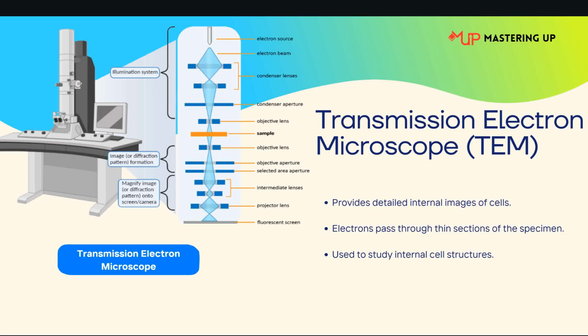TEM is widely used in cell biology to study the organization of cellular membranes, the structure of organelles, and even the arrangement of protein complexes within the cell. These can be studied using the transmission electron microscope.